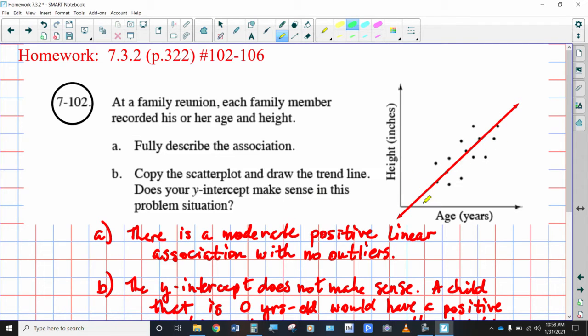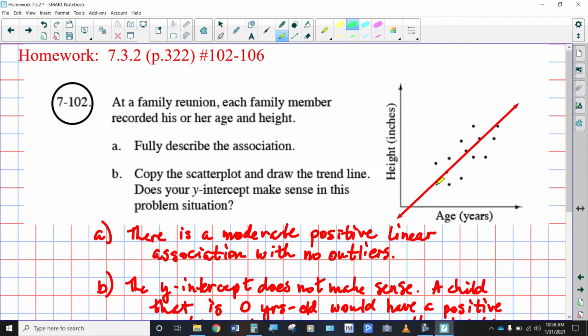It's definitely positive. It's definitely linear. There don't appear to be any outliers, right? No super tall young kids and no really, really tiny teenagers.